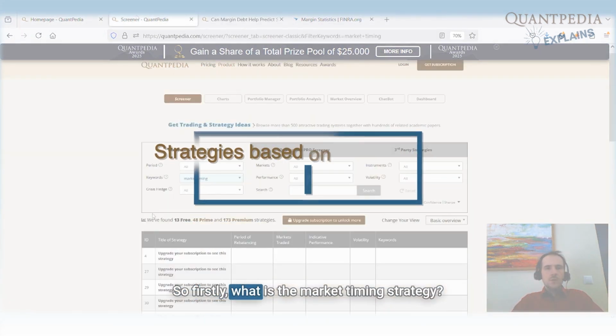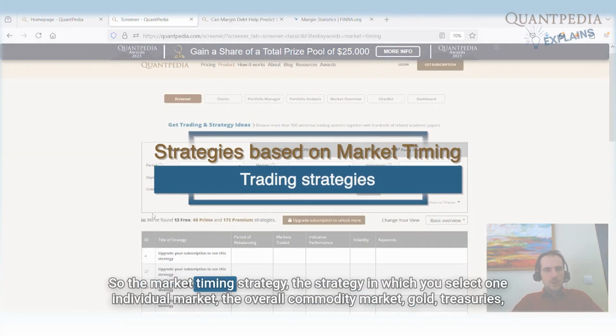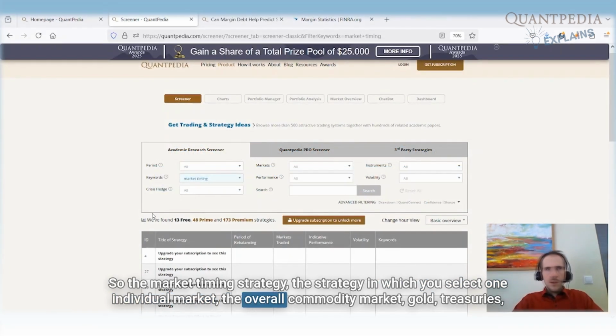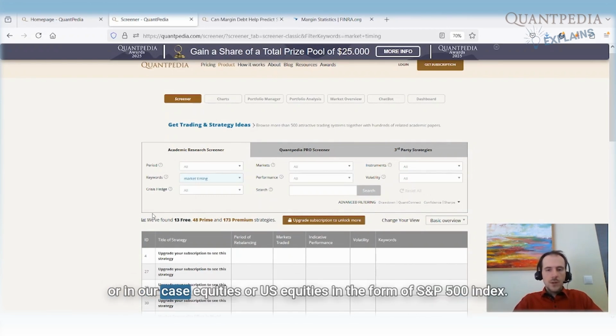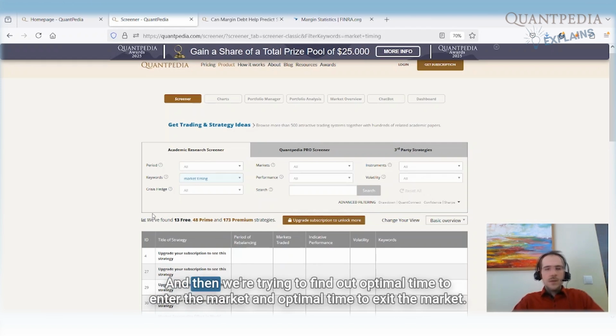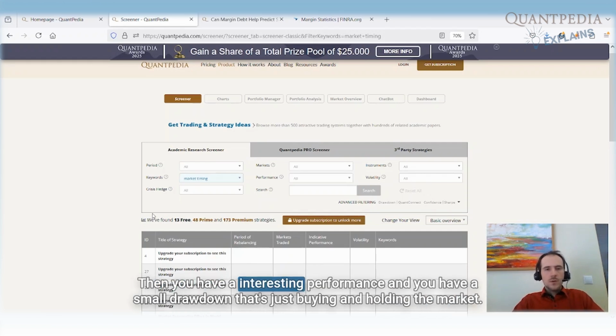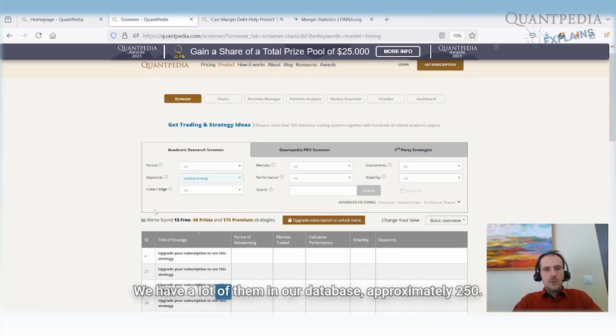So firstly, what is the market timing strategy? The market timing strategy is a strategy in which you select one individual market, the overall commodity market, gold, treasuries, or in our case equities, or US equities in the form of the S&P 500 index, and then you are trying to find the optimal time to enter the market and the optimal time to exit the market, so that you have an interesting performance and smaller drawdowns than just buying and holding the market. So that's the market timing strategy. We have a lot of them in our database, approximately 250.